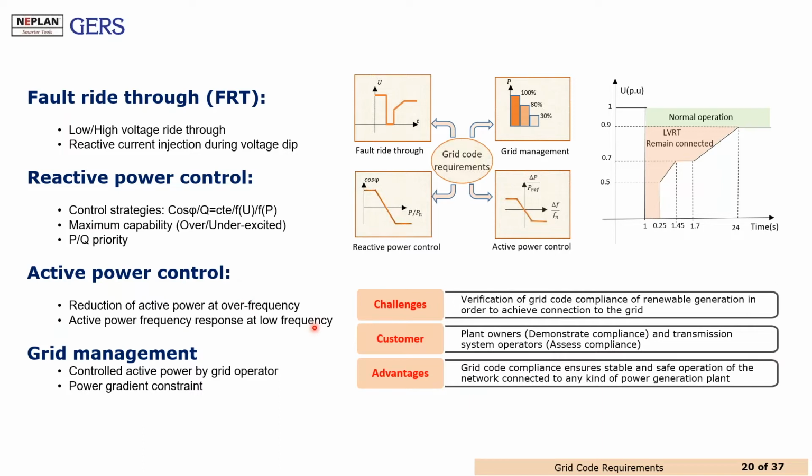In this case, we have two ways: the reduction of the active power at over frequency, or the frequency response at low frequency. Finally, the grid management. In that case, we have to consider controlled active power by the grid operator or the power gradient constraint. Let's talk in more detail about these kinds of requirements.